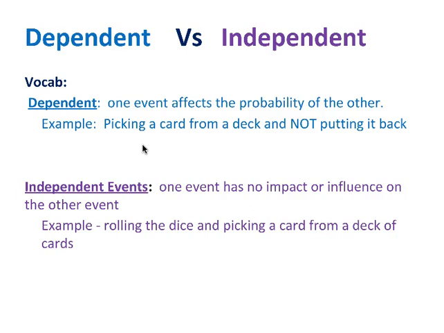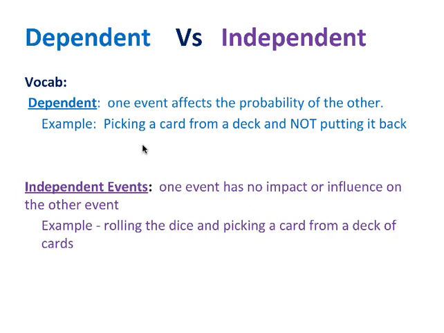So that second event affects the first. Another example would be picking a card from a deck and not putting it back. So not replacing something is a good example of where we can get dependent events. Whereas independent events occur when one event has no impact or influence on another event.